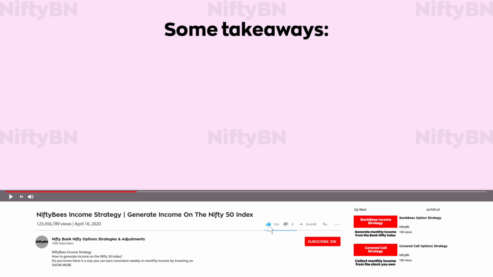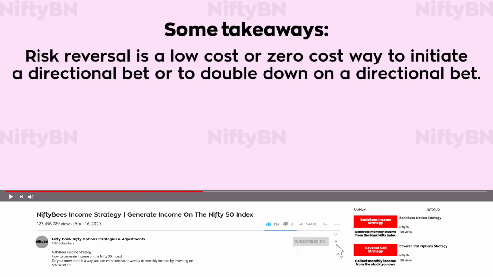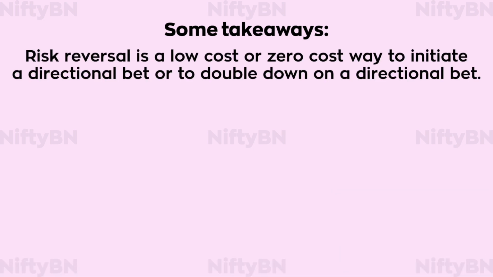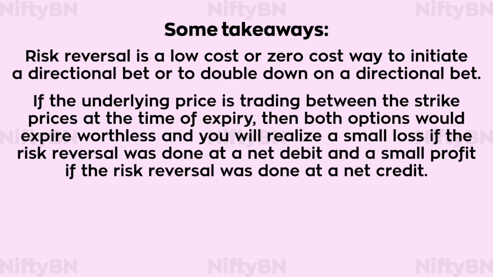Some takeaways. Risk reversal is a low cost or zero cost way to initiate a directional bet or to double down on a directional bet. If the underlying price is trading between the strike prices at the time of expiry, then both options would expire worthless. And you will realize a small loss if the risk reversal was done at a net debit, and a small profit if the risk reversal was done at a net credit.